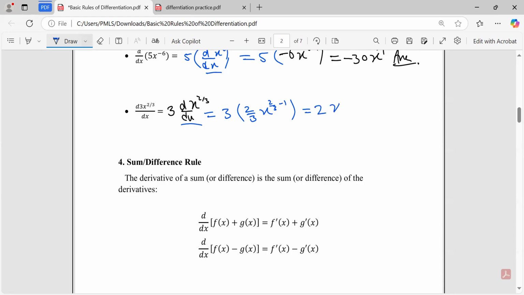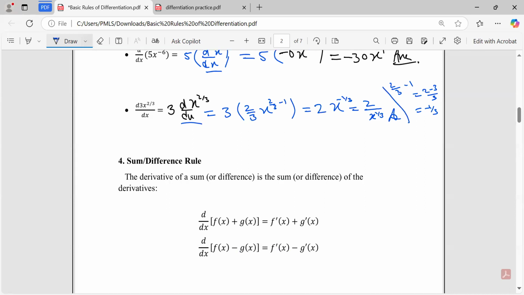So 2 times x to the power, when we take the LCM, 2 by 3 minus 1 will be written as 2 minus 3 by 3, which is minus 1 by 3. That means x to the power minus 1 by 3, which can be written as 2 over x to the power 1 by 3. This is the answer.